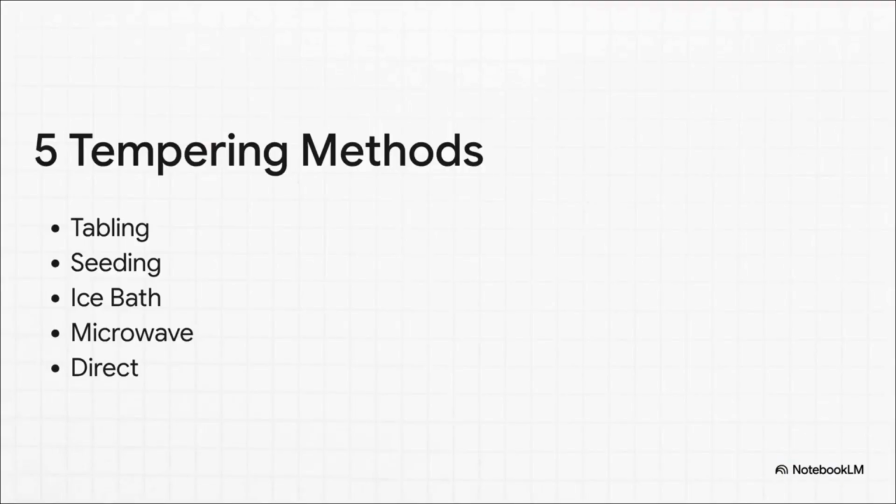Moving right along to Section 2, the 5 global methods. Now, amateurs often think there's only one way to temper chocolate, usually whatever single method they saw on some cooking competition show. But professional food science is incredibly adaptable. Depending on your environment, your available equipment, or just the sheer scale of production, pastry chefs utilize 5 distinct internationally recognized methods to hit our Form V goal: tabling, seeding, ice bath, microwave, and direct or incubator. Let's break these down one by one.